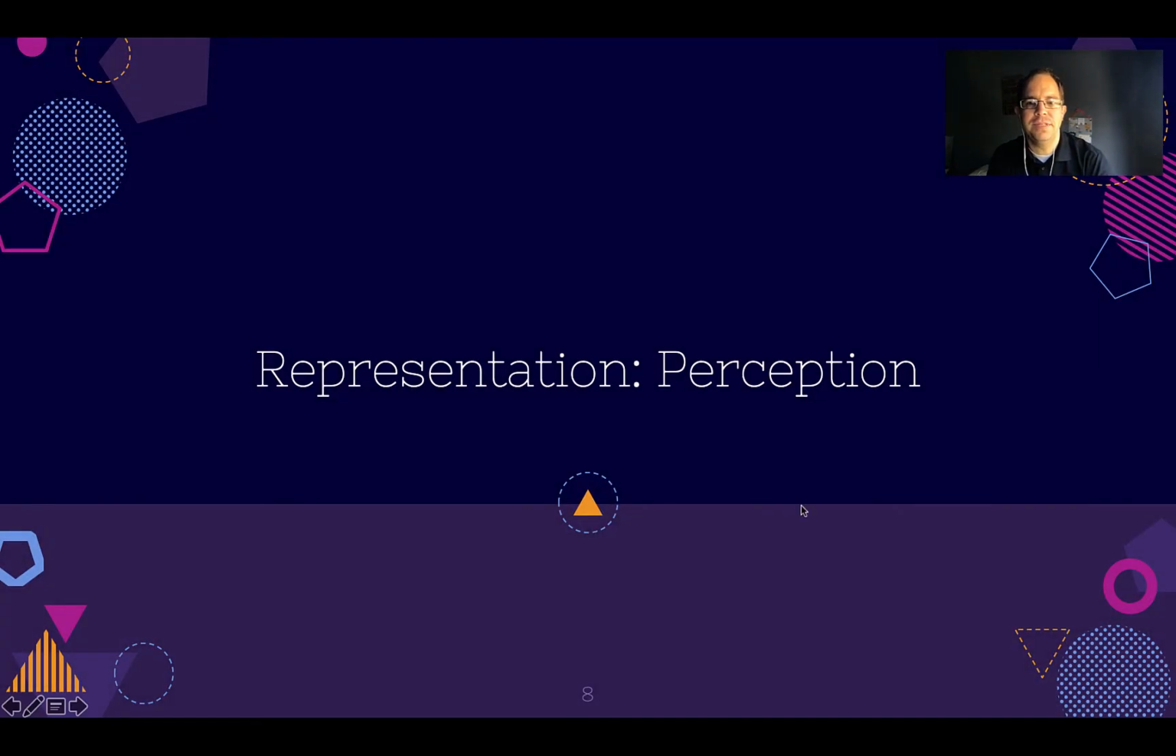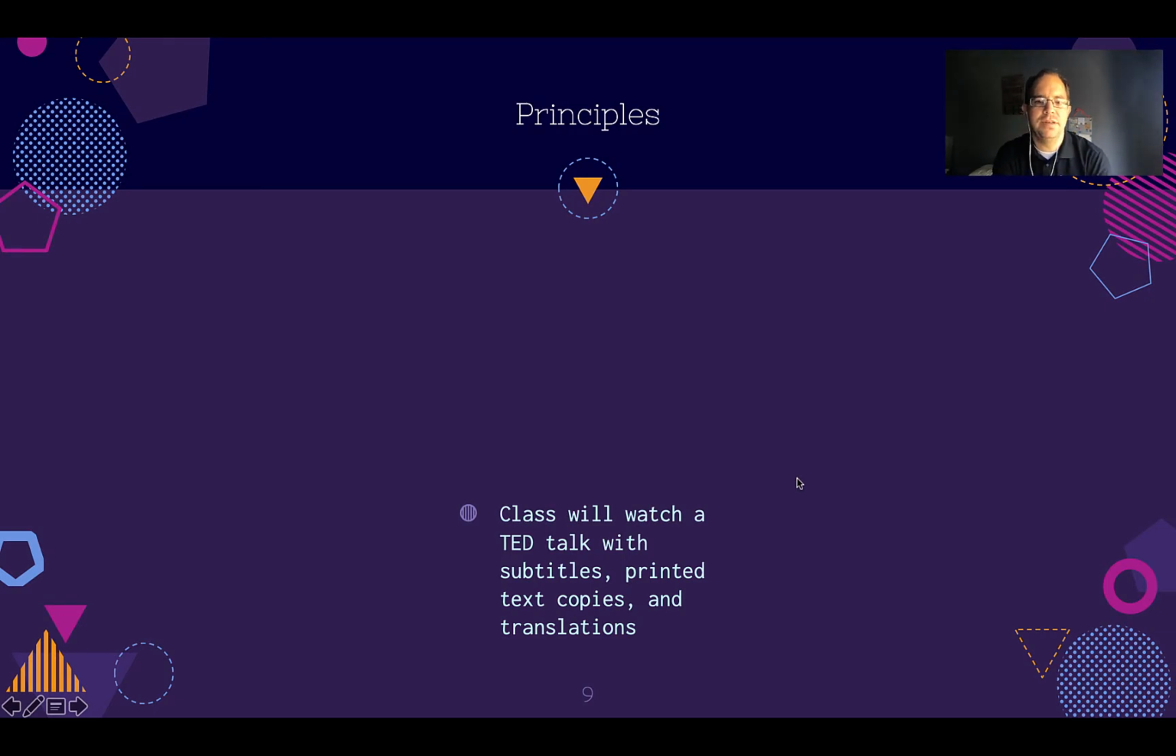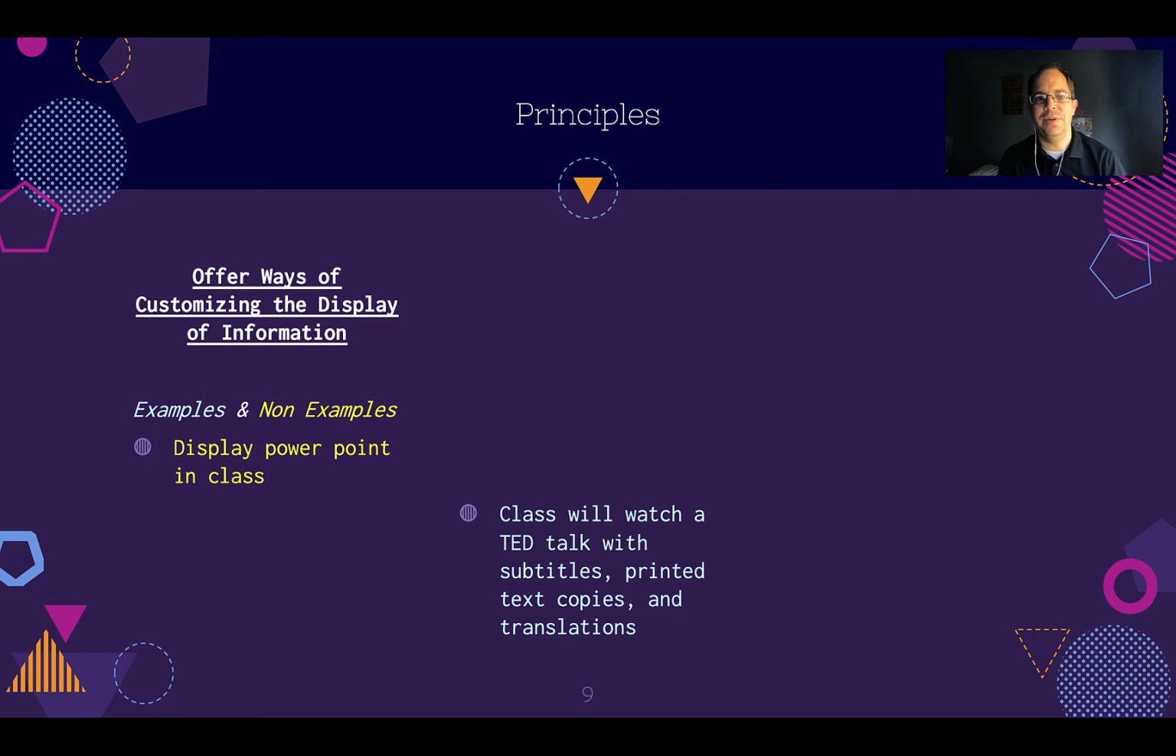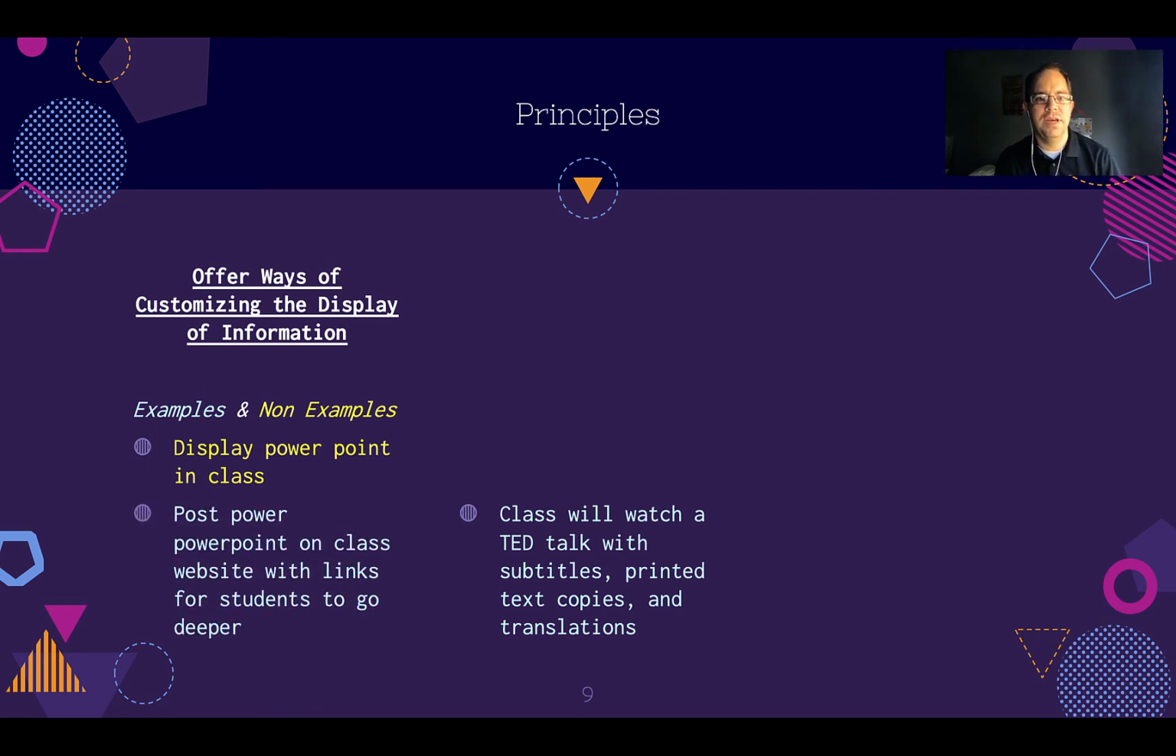Okay, representation, perception, right? And so in this piece, that showed up that way. You want to now, when you represent the curriculum, offer ways of customizing and displaying the information. So examples and non-examples, right? Display a PowerPoint in class. That would be a non-example, right? Because that's only one way to display the information versus post the PowerPoint on class website with links for students to go deeper.